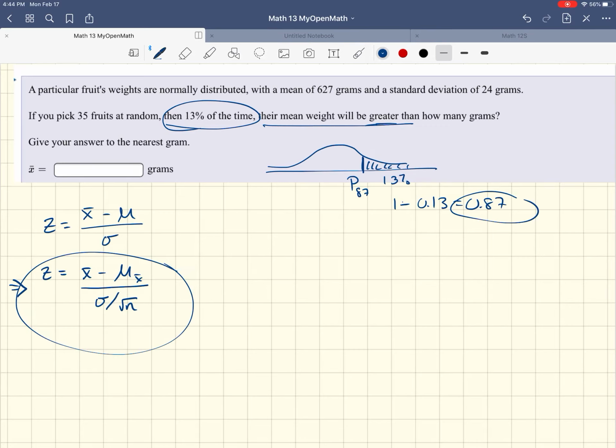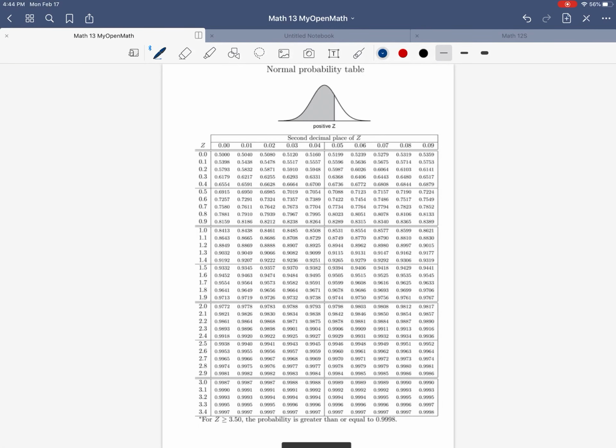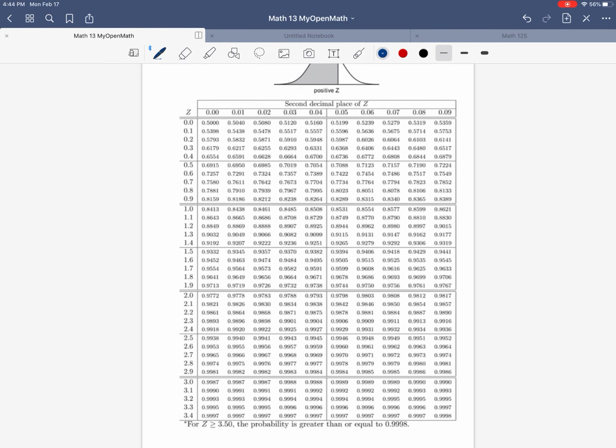Also, we need to find the z-score for this. So going back to that, we're looking at the 87th percentile. Our z-score for the 87th percentile, you can use your calculator for that, or you can use the standard normal distribution table. But I'm gonna use the standard normal distribution table. I'm just gonna find on here the percentage that is closest to 87%.